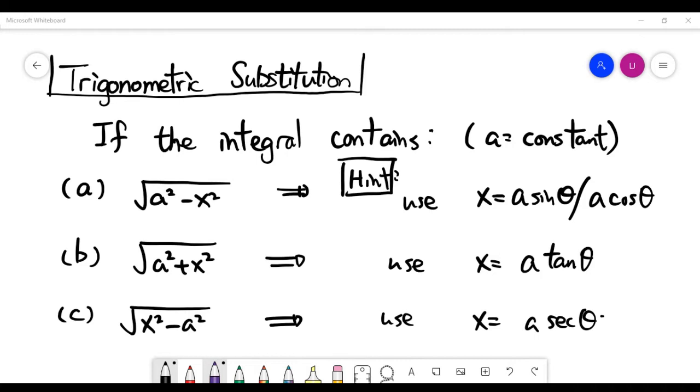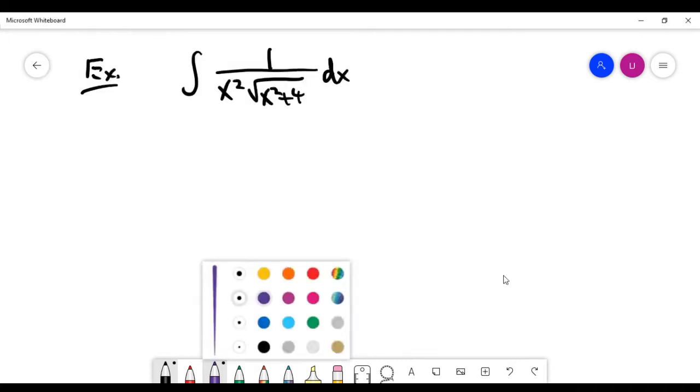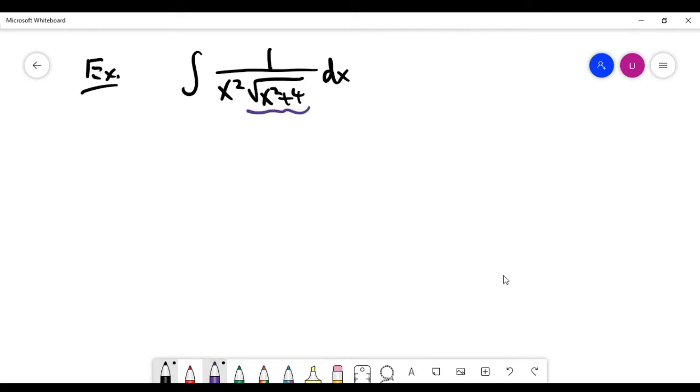And let's do an example now. So please look at the current problem. Now the integral has something that we want to talk about, which is the square root of x squared plus 4 at the bottom of the fraction. And you can think of this as square root of x squared plus a squared. So it means a squared now is 4, and it means that the a as a constant is actually 2.